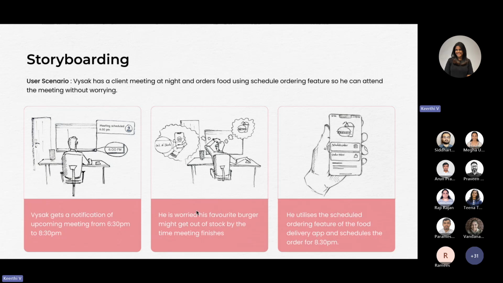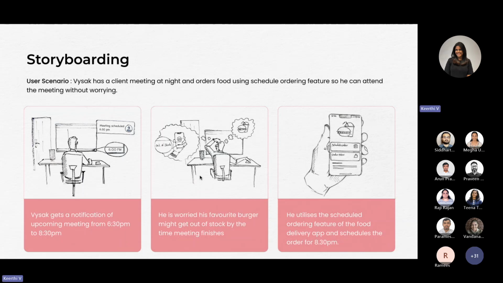Here also we depict a user scenario. Suppose this scenario is: Vaishak has a client meeting at night and orders food using the scheduled ordering feature, so he can attend the meeting without worry. Here we are describing that specific feature, scheduled ordering, and through a scenario we tell the user that this is going to help them. The first frame would show an upcoming meeting at 6:30. Next he would be thinking about whether he'll be able to order his favorite meal by 8:30.